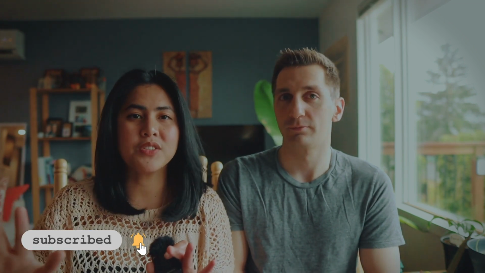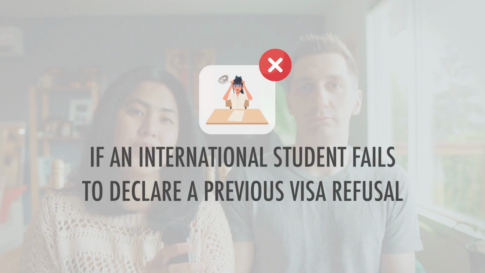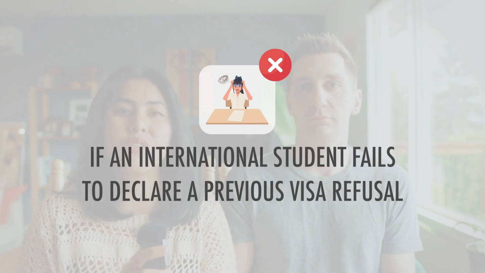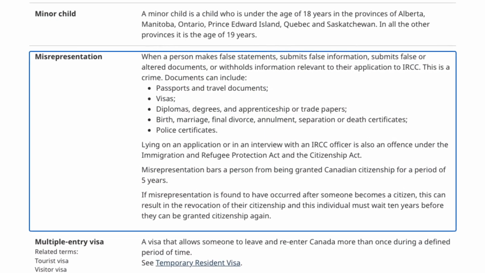So in this video, we are going to list some of the reasons why you might get banned from entering Canada. Number one reason is when you fail to disclose your previous visa refusal. International students who have been previously refused must provide this information in their new visa application. If you fail to do so, this might lead to misrepresentation, and that can result in a ban here in Canada of up to 5 years.